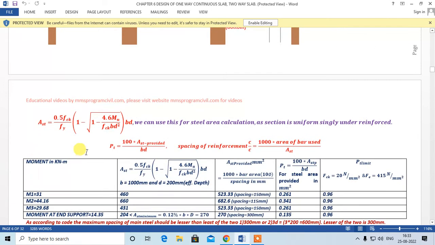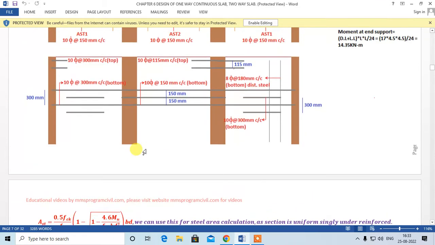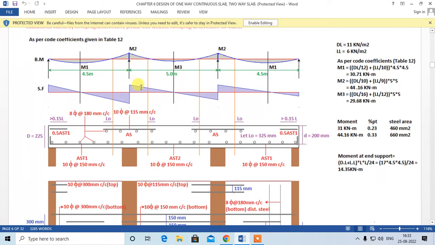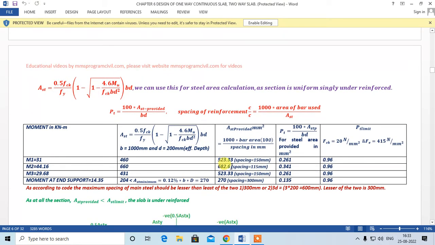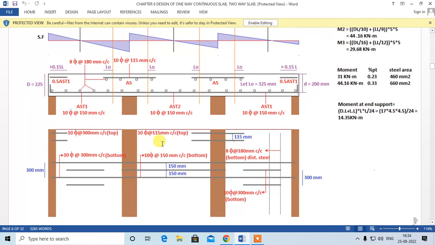Now coming to the next, that is M2. M2 is the hogging moment, so steel at the top is required. This is the steel required for M2. For M2 we are providing 10 mm dia at 115 mm spacing. So this is your top steel, you can see this is a top steel. This steel is also provided over here. So this is 10 mm at 115 mm, and this is 10 mm at 115 mm.